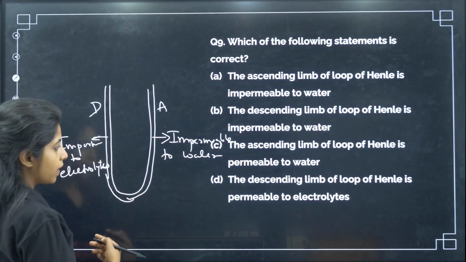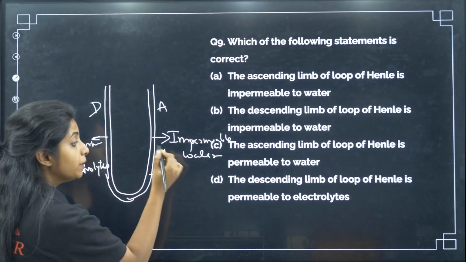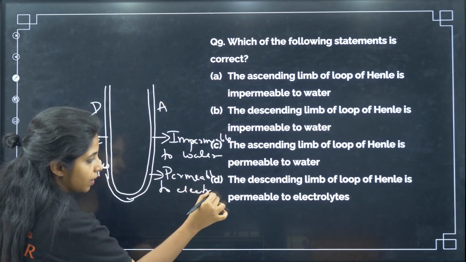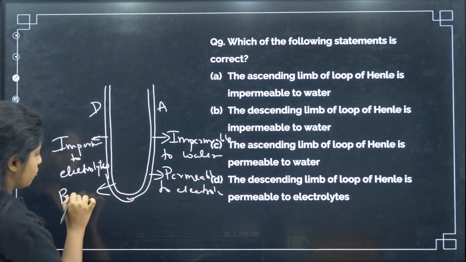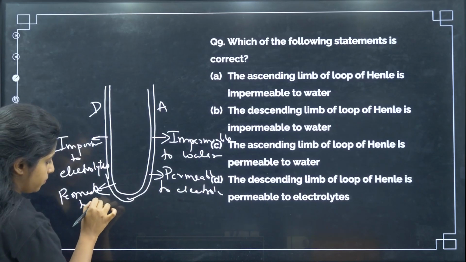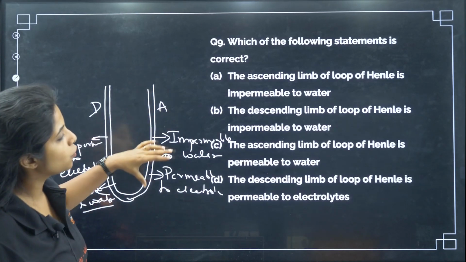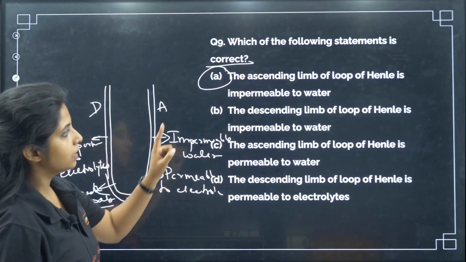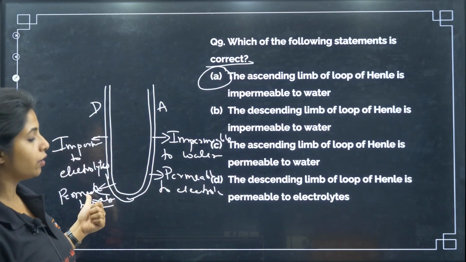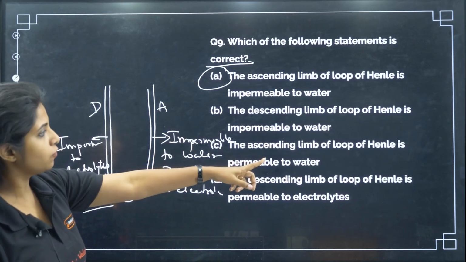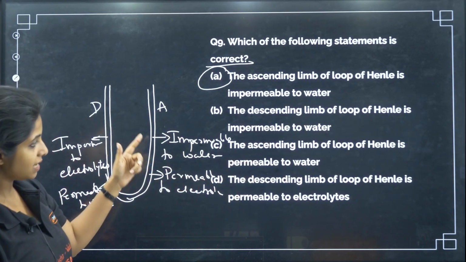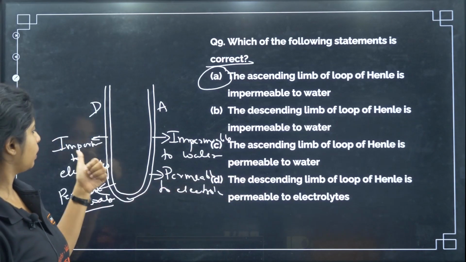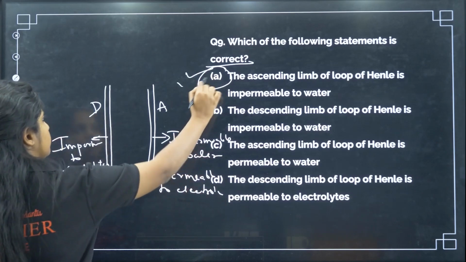Going ahead, this is permeable to what? This is permeable to electrolytes, but this is opposite. This is permeable to what? Water. So now you tell me. The ascending limb of loop of Henle is impermeable to water. Is it correct? Yes, the first statement itself is correct. The descending limb of loop of Henle is impermeable to water. Wrong, because it is permeable to water. The ascending limb is permeable to water. Wrong. The descending limb of loop of Henle is permeable to electrolytes. Wrong. Your only answer is A.